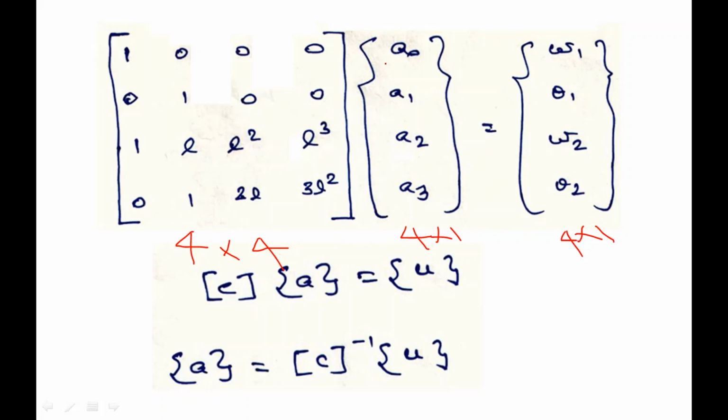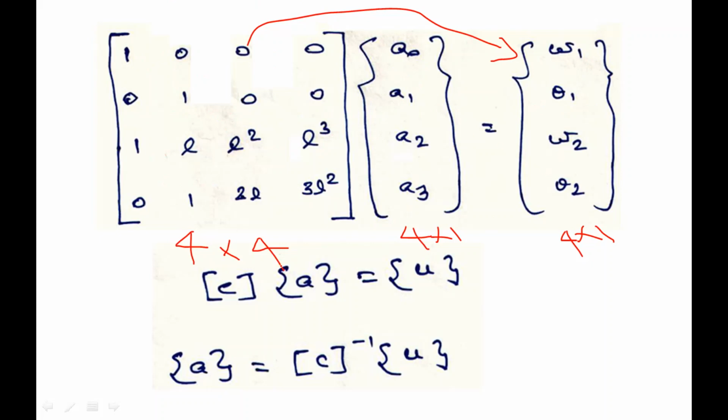If you want to find this unknown coefficient matrix, you have to take this 4 by 4 matrix to the other side and multiply it with the nodal parameter matrix. You will get the a0, a1, a2, a3 values. How is this matrix written? Here you see 1 0 0 0. So if you multiply with this one, a0 will be equal to w1.